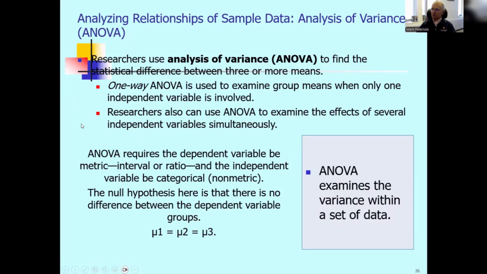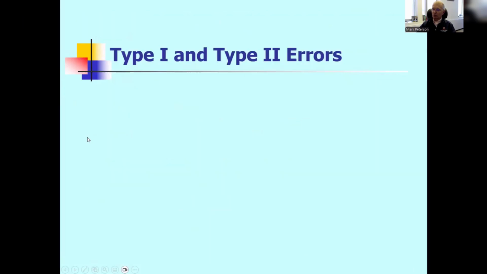Okay, so analysis of variance. This is when we go to compare multiple groups. We'll look more at analysis of variance when we go to the second part of our chapter 11.